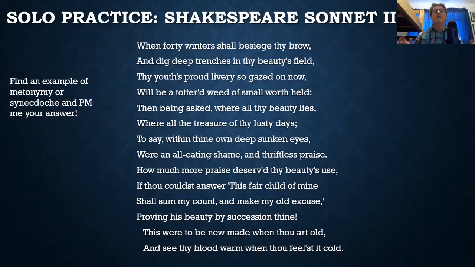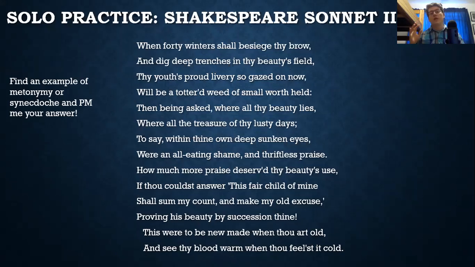So, okay, class, solo practice. Here we've got a Shakespeare sonnet that I picked out. Theoretically, we've covered Shakespeare in the past. Maybe we've read a play or some different sonnets. But yes, sonnet. Poetry is going to be a very good place to look for figurative language and metaphors like metonymy and synecdoche. So I promise you there is an example of metonymy or synecdoche in this poem. It's your job to find it.